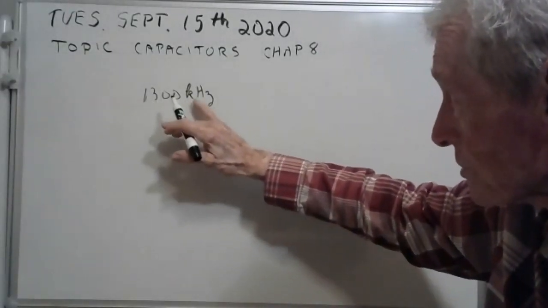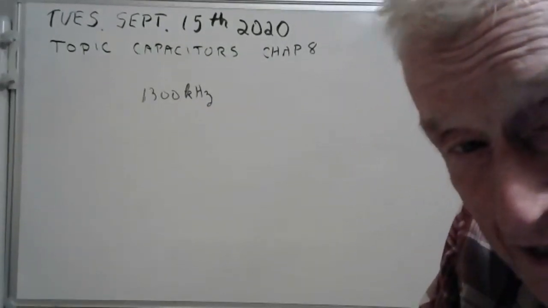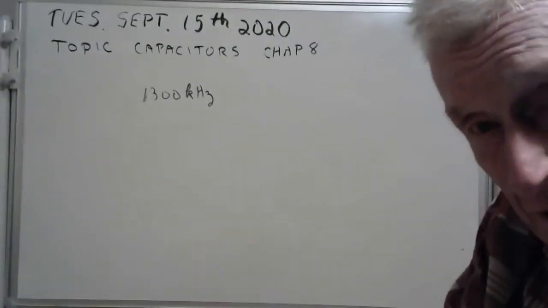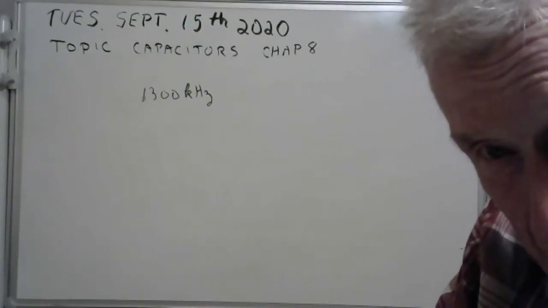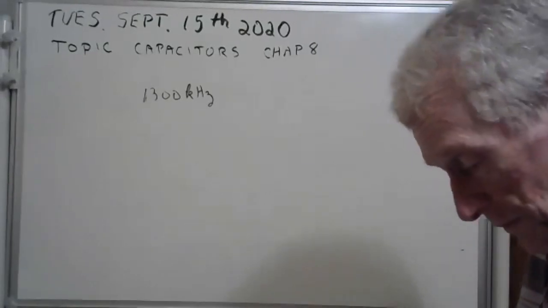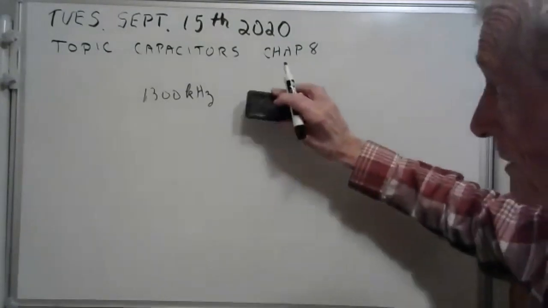1,300 kilohertz. You know what that is? That's 1.3 million times a second. They can store energy and give it back. Store energy and give it back 1.3 million times a second. That's what capacitors can do for you. But let's come up with the equation now for energy storage.